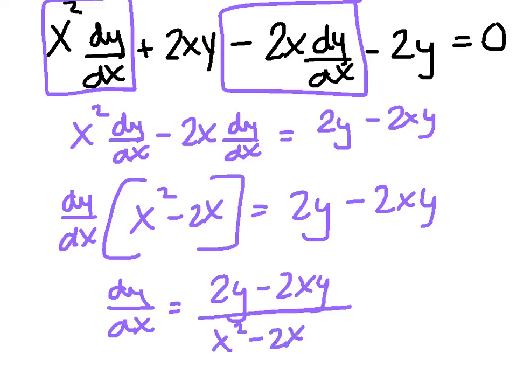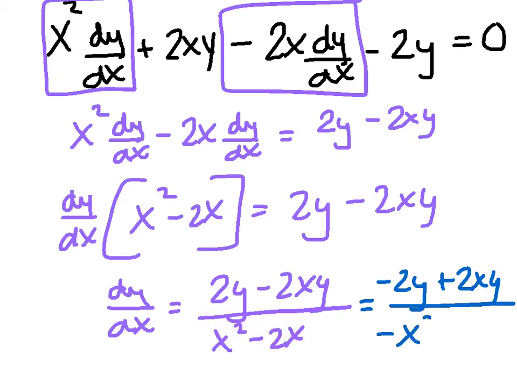Now I want to remind you, there's an equivalent answer. You could have the complete opposite sign. Notice this is positive and this is negative, so the complete opposite would be negative 2y plus 2xy all over, this x squared was positive, this was negative, so I would say negative x squared plus 2x. Just make sure it's the complete opposite, and those two are equivalent to each other.